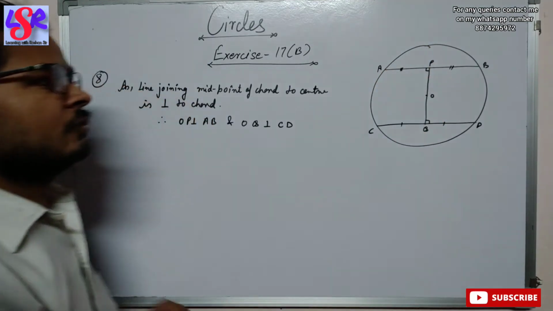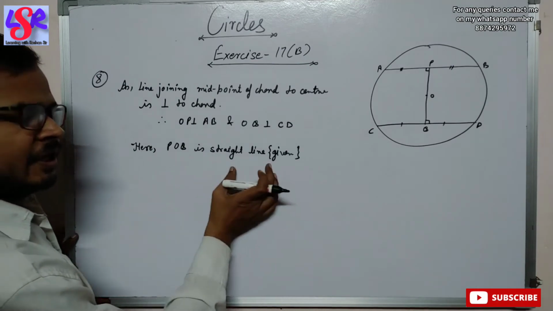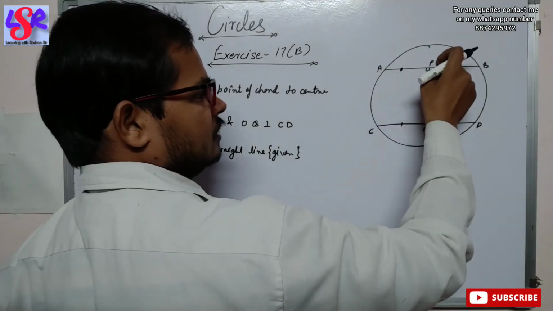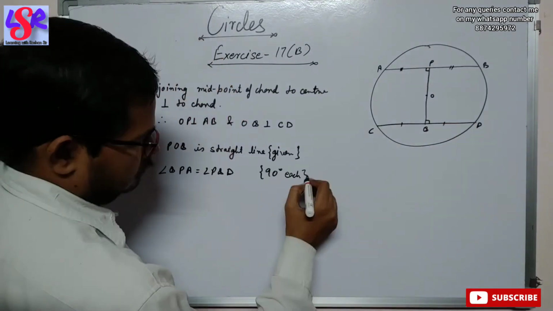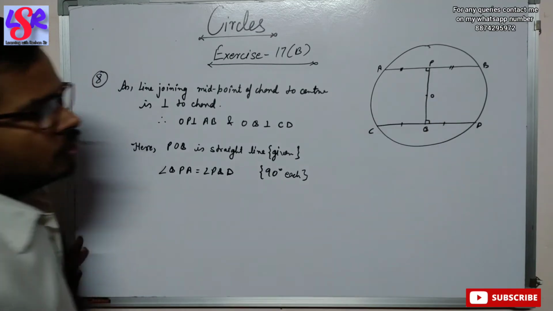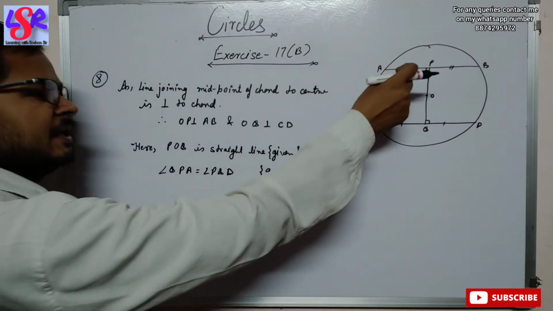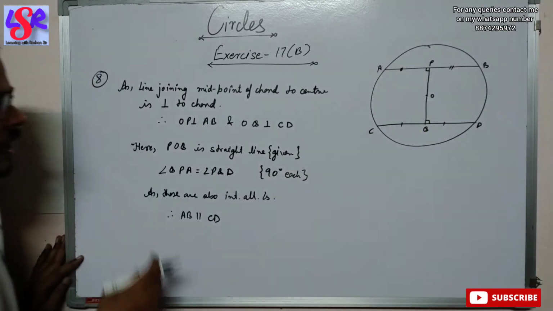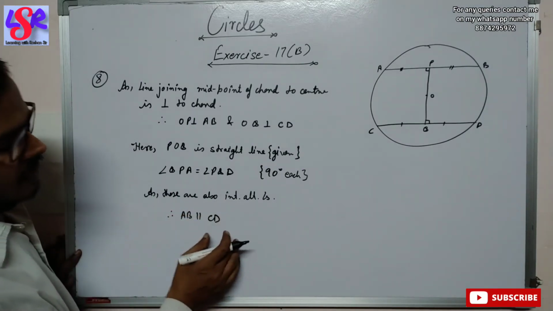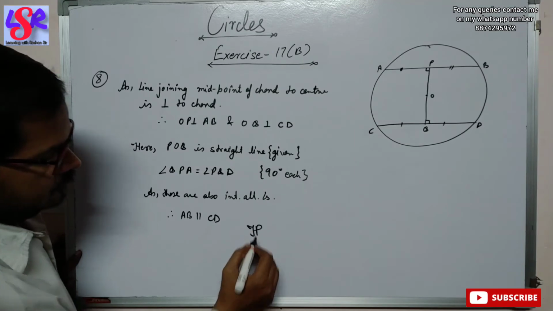So very first of all we can write POQ is a straight line, which is given in the question, and angle QPA will be equal to angle PQD, 90 degrees each. Now as they are also interior alternate angles, therefore AB will be parallel to CD, hence proved.